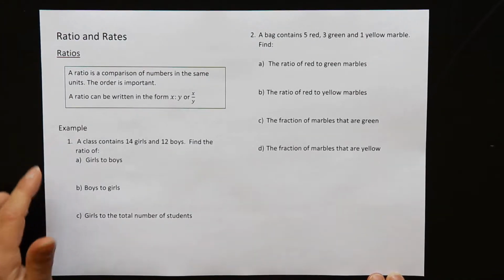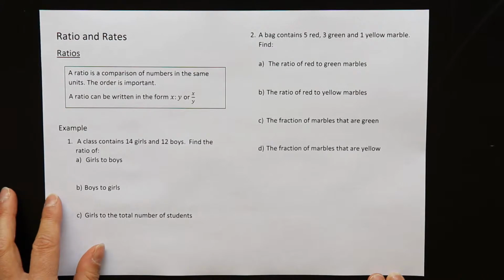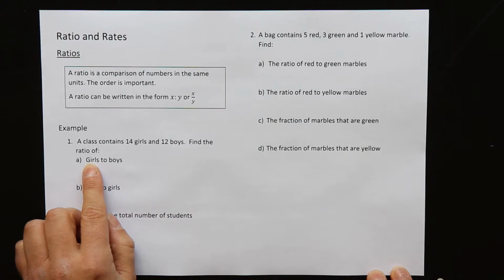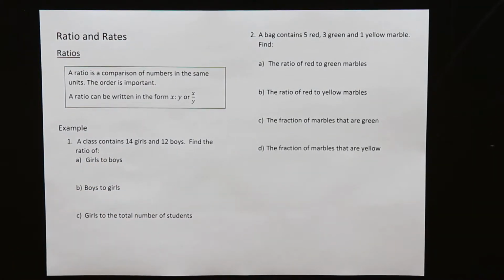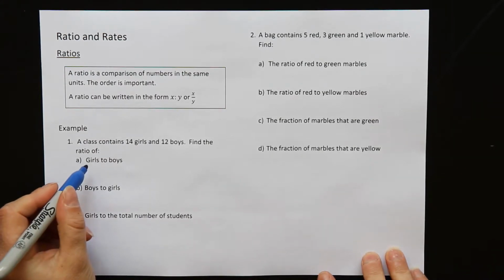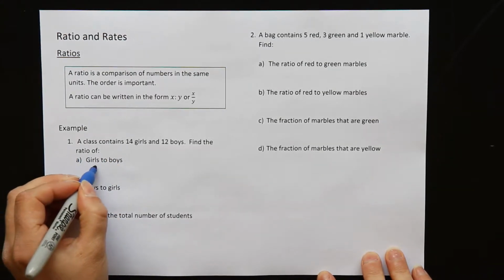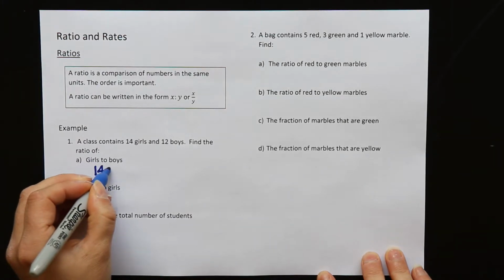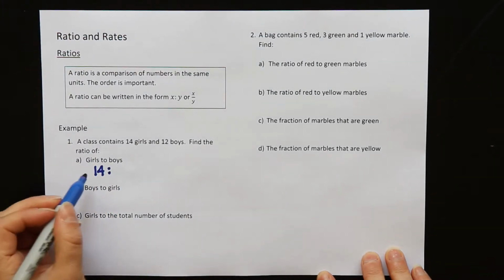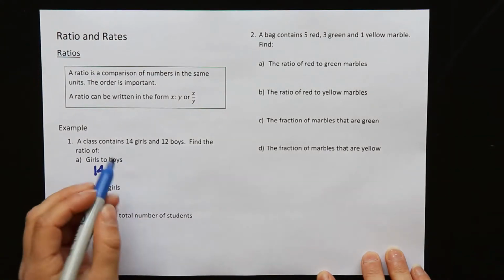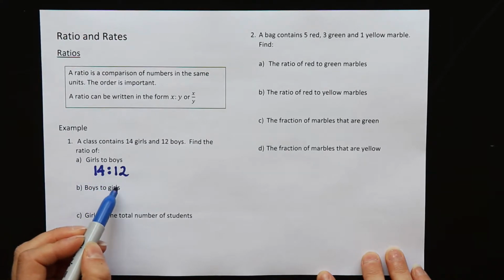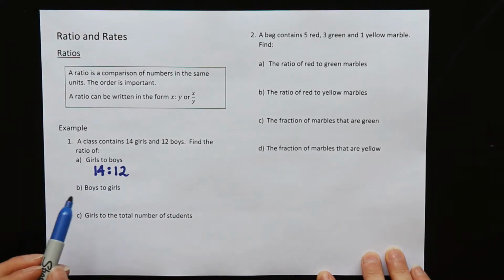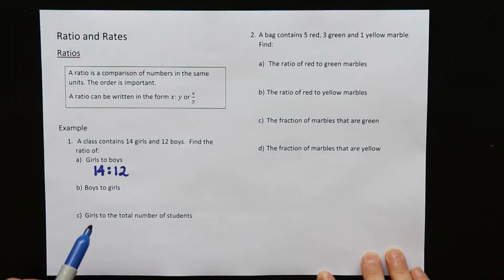A class contains 14 girls and 12 boys. Find the ratio of girls to boys. Now girls is first, then boys. So that means when we write our ratio, the number for girls has to be first. There were 14 girls, then our ratio symbol, or the "to", then boys, and there were 12 boys. Okay, so that would be the ratio 14 to 12. We're not going to simplify anything today, we're just writing ratios down.